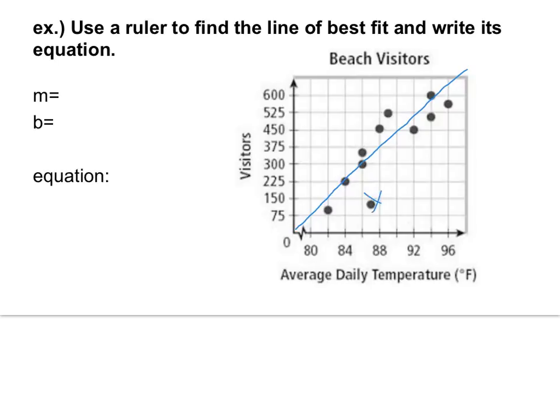Okay, so let's first start with our y-intercept. It looks to me like the y-intercept is about, probably not quite 0. Let's maybe say 0, 10. And then for the slope, let's start by using that point, 0, 10. And then I really like this one right here. So that's 84, 225.